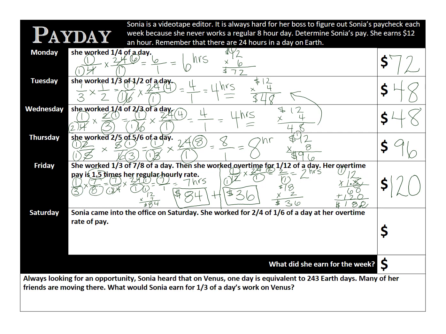On Saturday, Sonia came into the office. She worked for 2/4 of 1/6 of a day at her overtime rate of pay. We can reduce ahead of time.